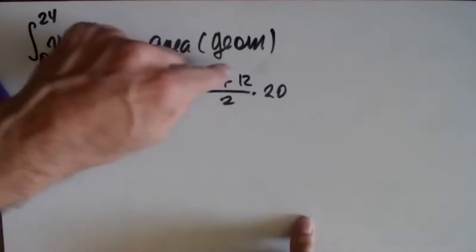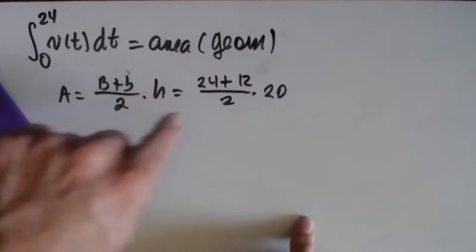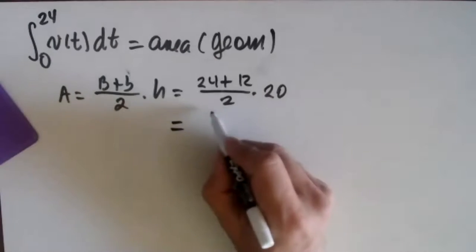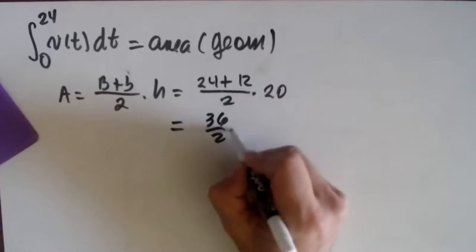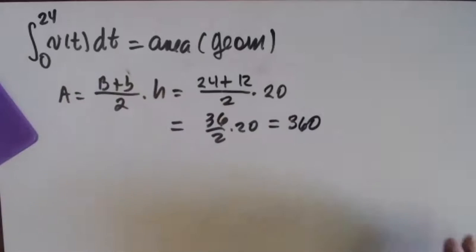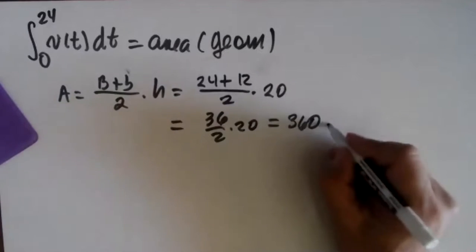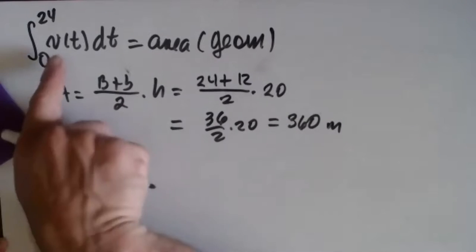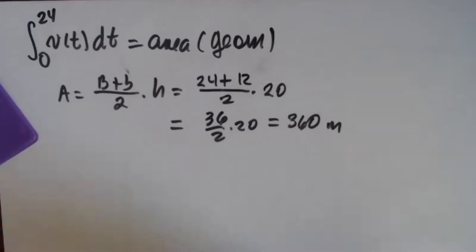The geometrical meaning of the integral is the area. So I'm going to determine that number. This is going to be 36 divided by 2 times 20. So this is 360, and this has units. These are meters, because it's velocity times time. That's distance, correct?